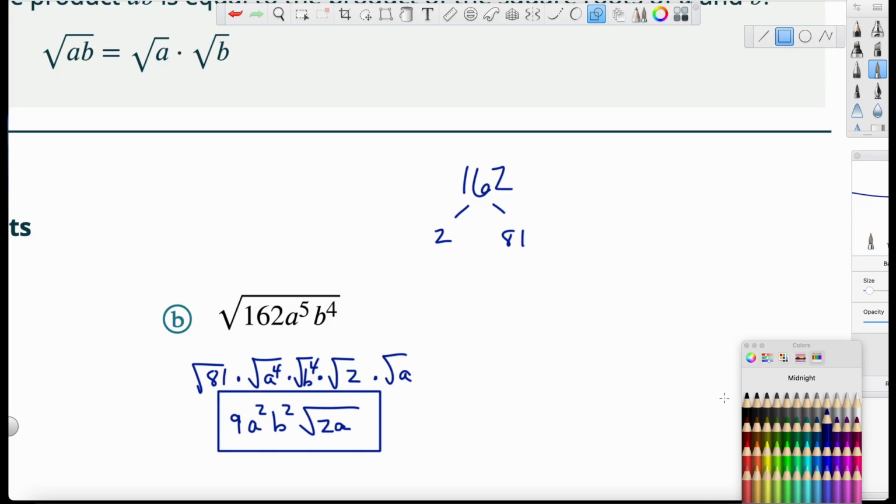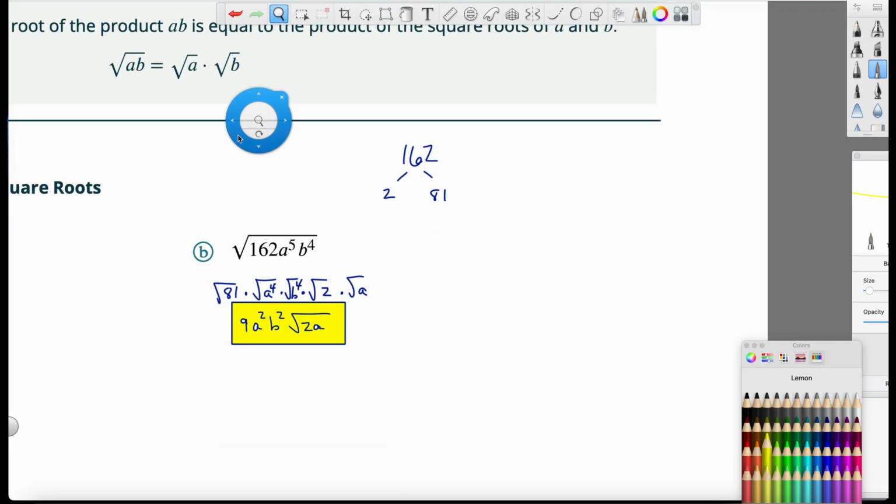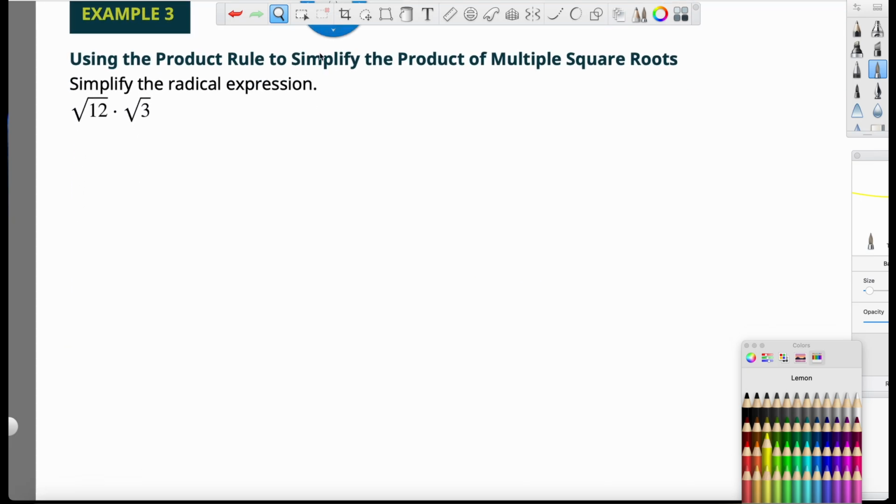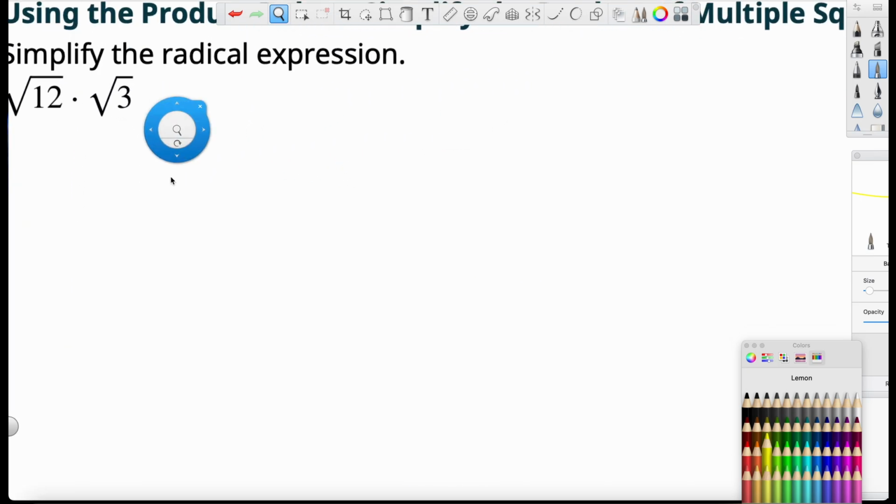Okay, that's using the product rule of radicals to simplify. Use the product rule to simplify the product of multiple square roots. Okay.